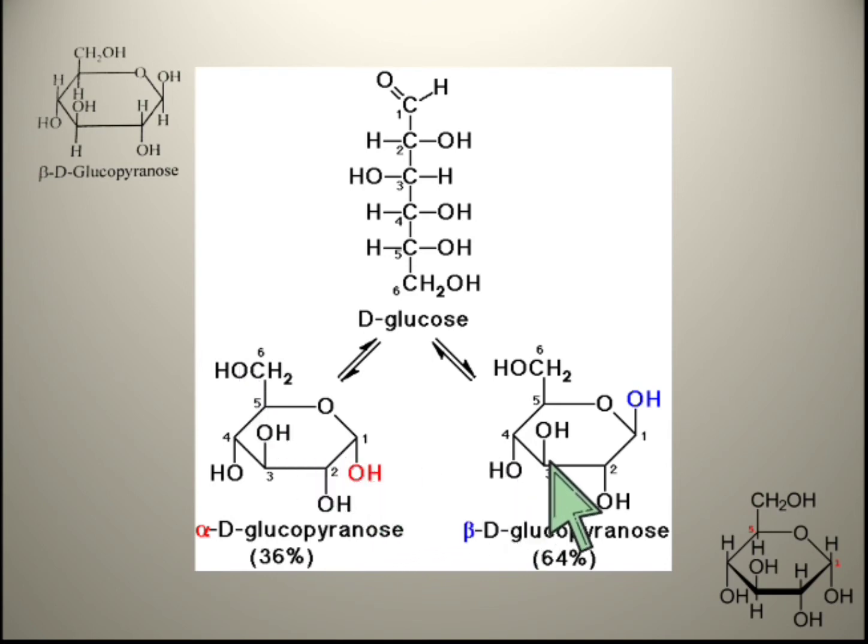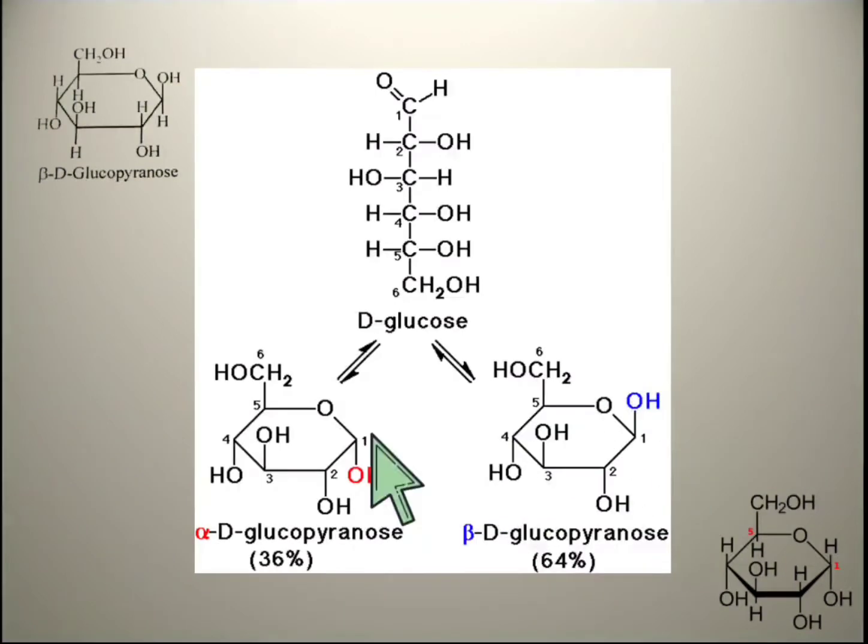But here you can see the OH group and the CH2OH group are on the same side. So since they are on the same side, they are beta form. This is a beta form. So if you see here in this figure, this is on the opposite side, it is an alpha form, and this is on the same side, so it is beta form.